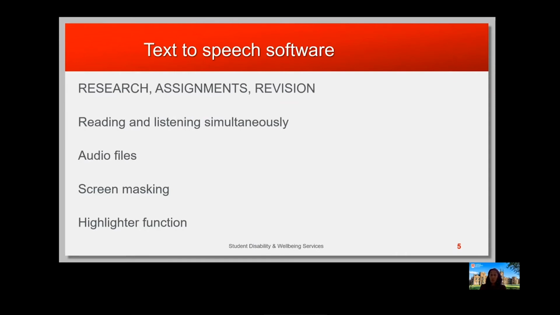Texthelp Read and Write Gold also has a highlighter function. This means that students can highlight text that they have in different colours, and at the touch of a button these can all be collected in a separate Word document, and this can help with revision notes and researching for assignments.